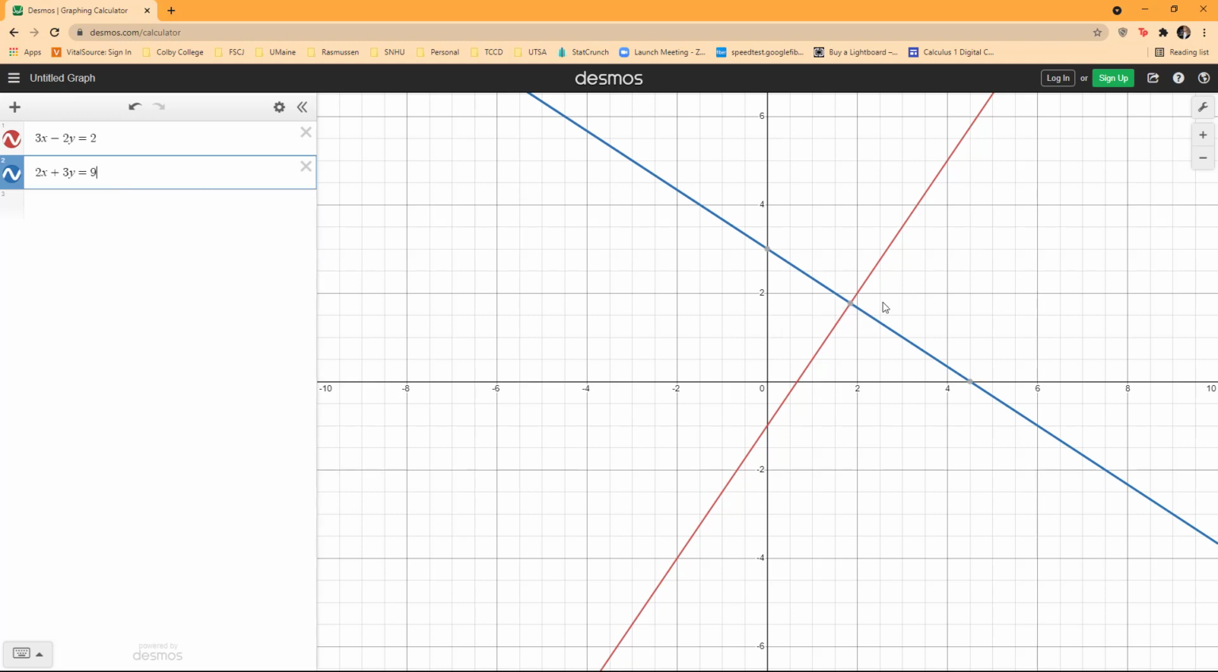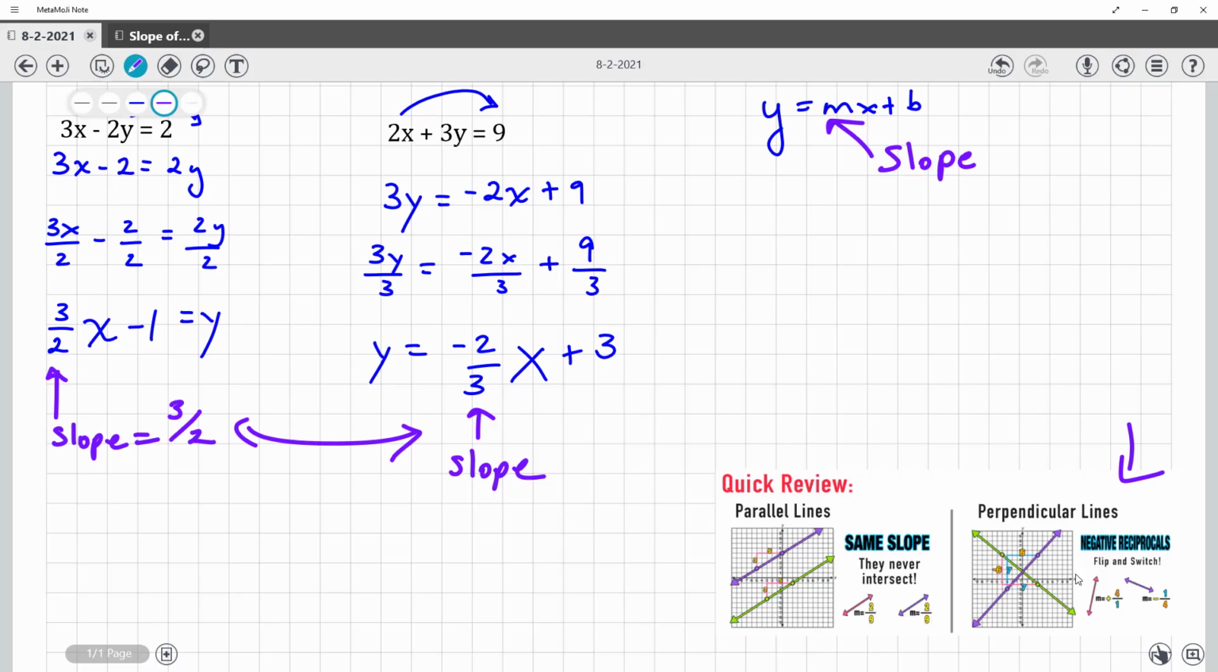Notice that these are perpendicular. Okay, so that's what this is saying here, is our negative reciprocals are perpendicular, and based off of them having this negative, so a reciprocal, we flip it, so 3/2 becomes 2/3, and then we slap a negative sign on it.